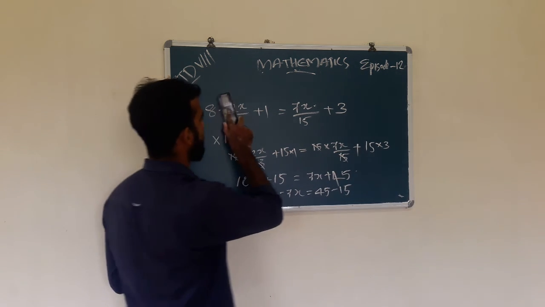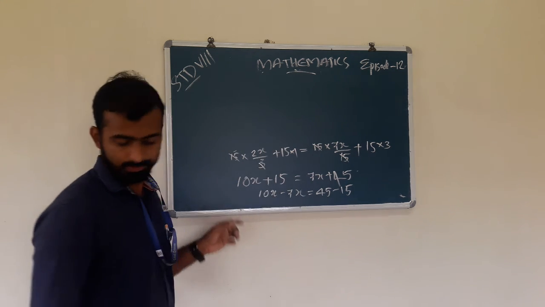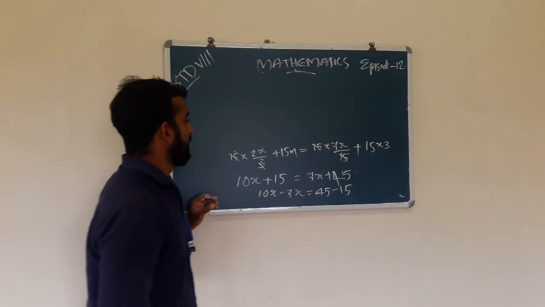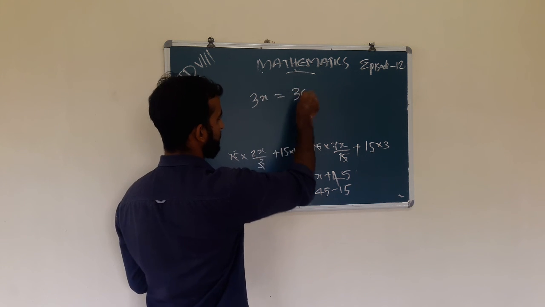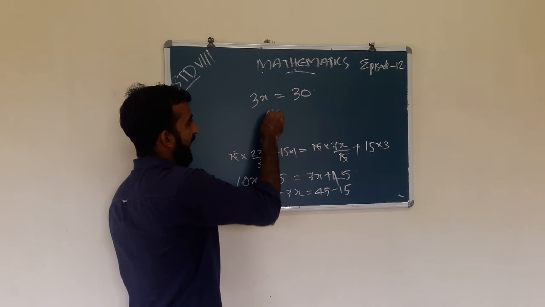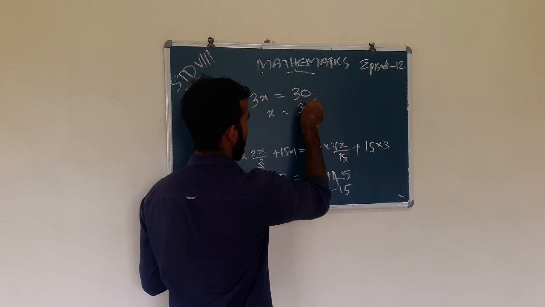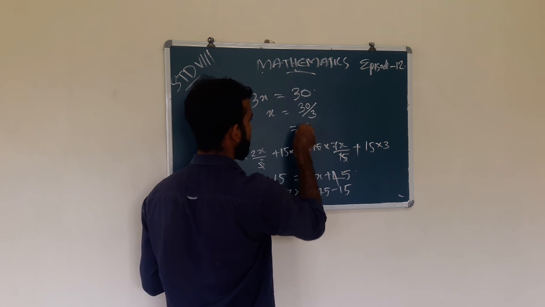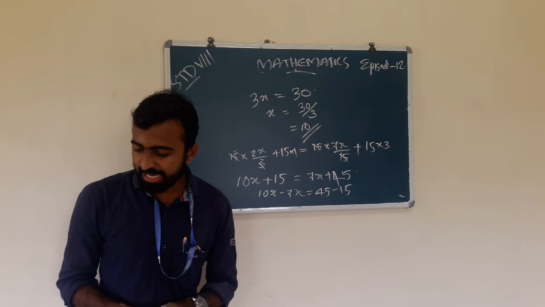Then what is the next step? 3x equal to 30. 3x equal to 30. That is x equal to 30 by 3. That is 10.